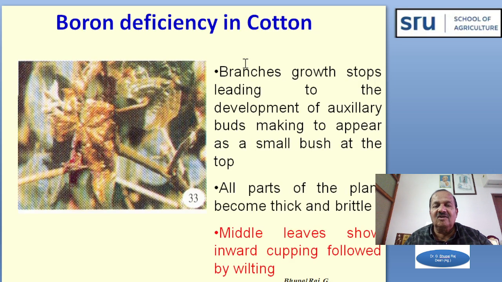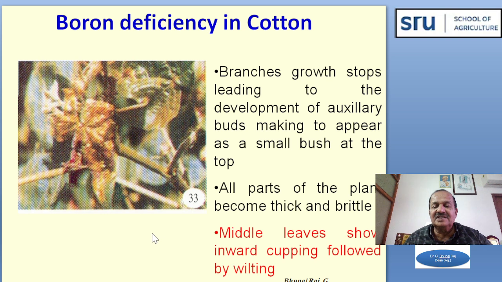And in cotton, the most common micronutrient deficiency, in addition to zinc, is boron deficiency, observed in cotton growing areas. How will we identify it? The growing of the branches stops, leading to the development of the axillary buds, making the plant appear as a small bush at the top.